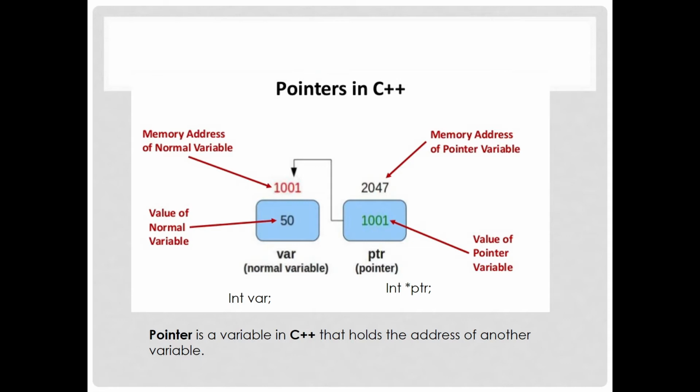So in this case we say int star ptr. This is going to be a pointer variable called ptr, which has the value 1001, and it has its own address location, 2047. So remember, a pointer is a variable in C++ that holds the address of another variable.